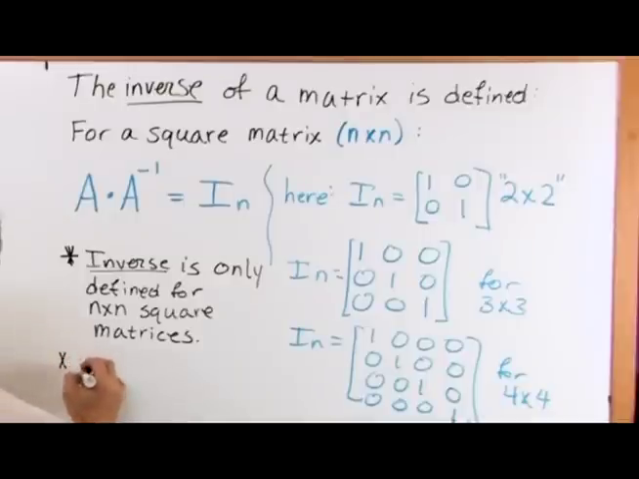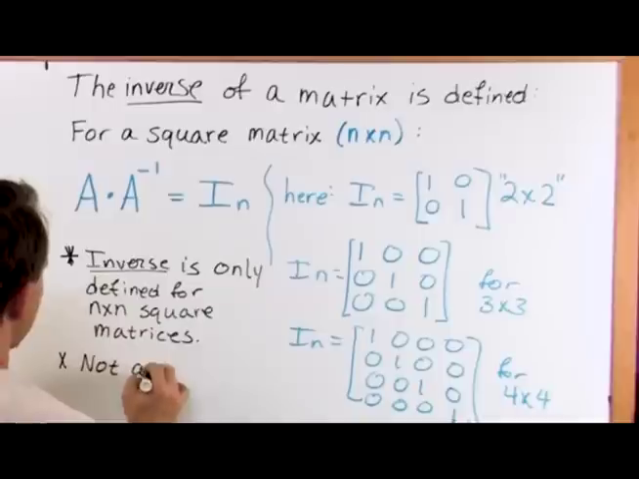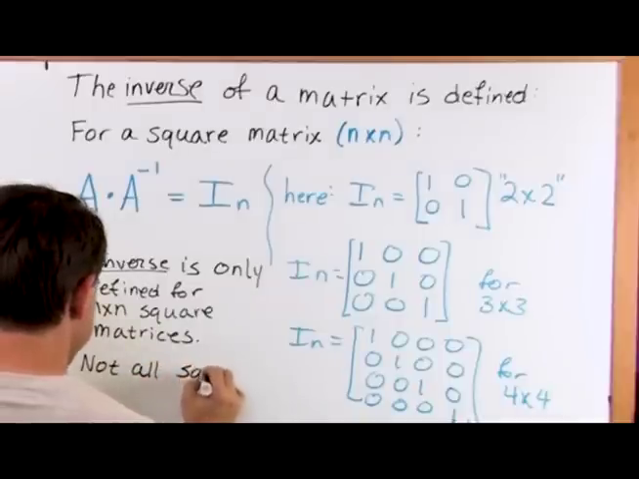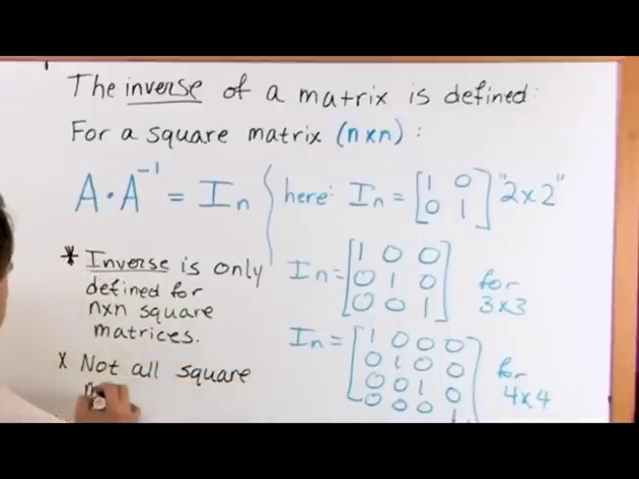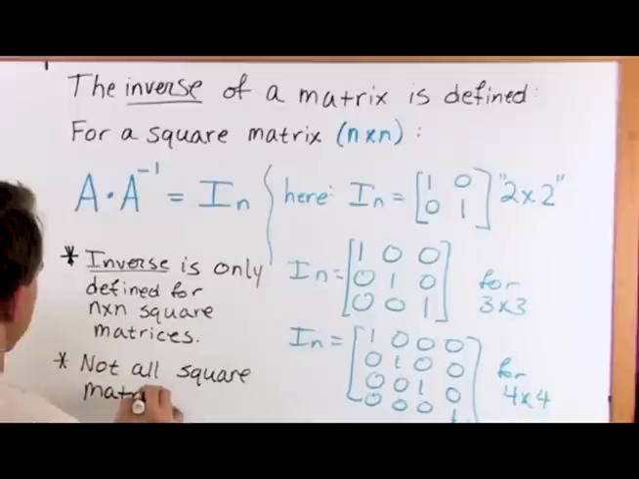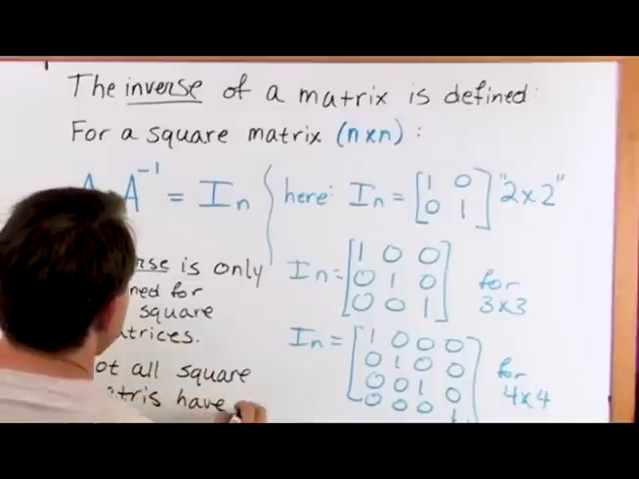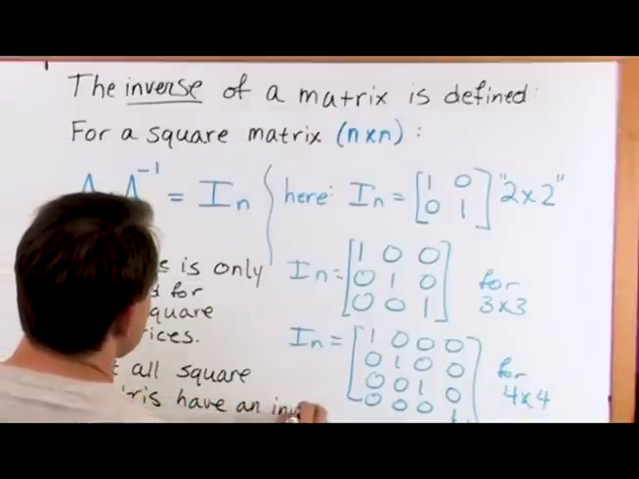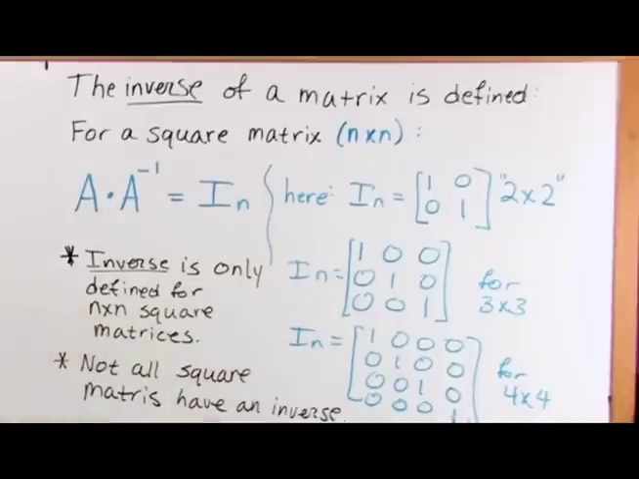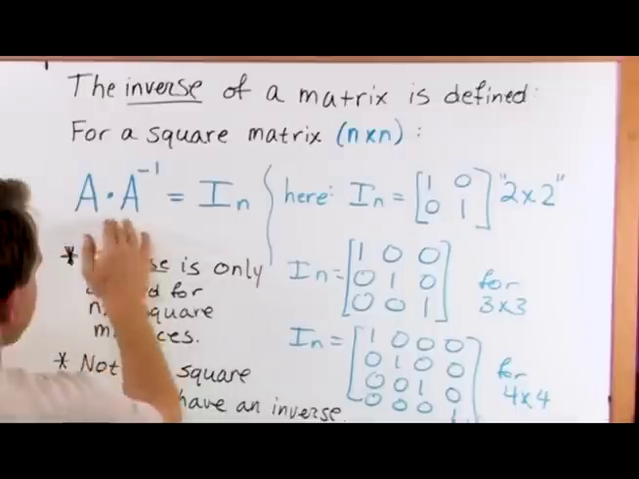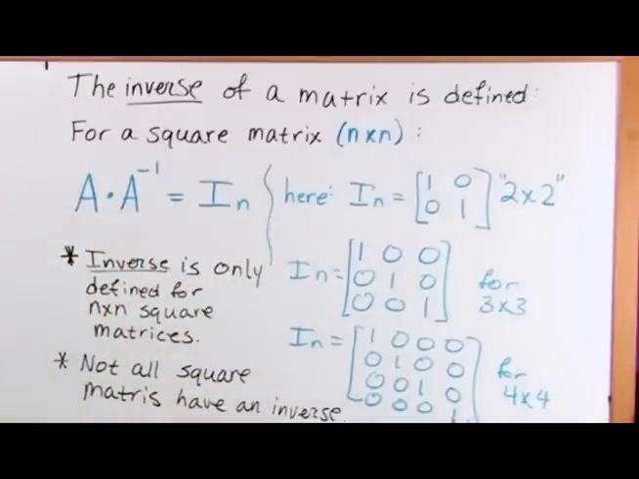And the final thing is, not all square matrices have an inverse. Most of them do, but not all of them do. So as you start calculating them, and we'll see why in a minute, you might find that the matrix actually doesn't have an inverse at all. And that just means that the matrix you were given, it's impossible, again, to find an inverse, so that when you multiply them, you get the ones along the diagonal.